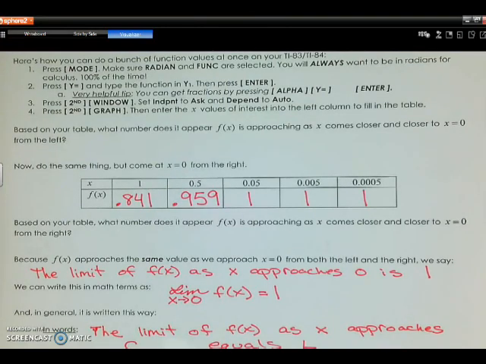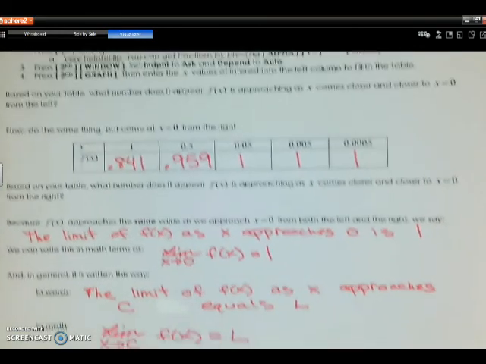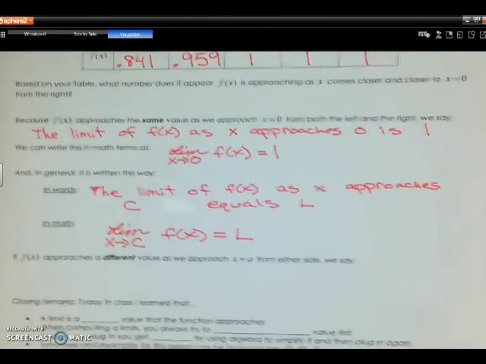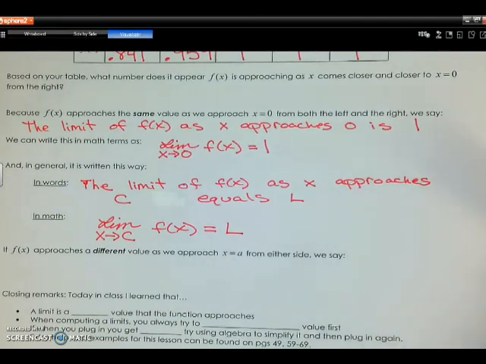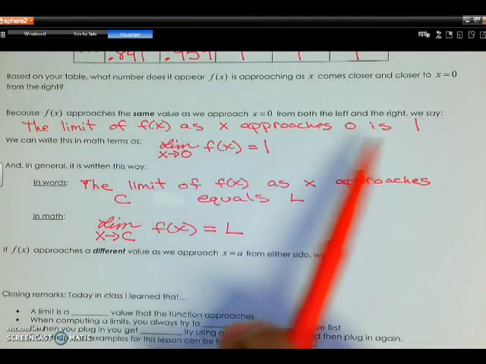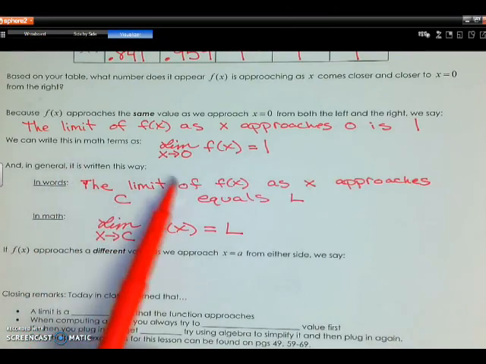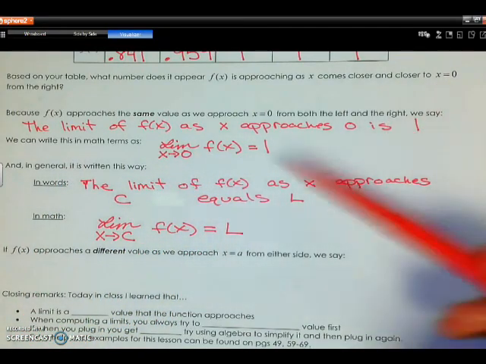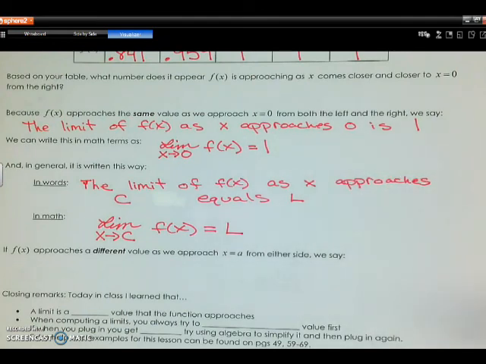So let's just talk in closing, and we'll finish off with some notation, and that'll be it. So here we say that because f of x approaches the same value from the left and the right, we say the limit of f of x as x approaches 0 is 1. And in math, you would write it this way: the limit as x approaches 0 of f of x equals 1. These two things mean the exact same thing. One is in words, and one is written in mathematical terms.